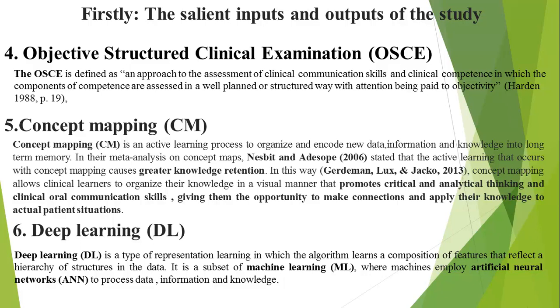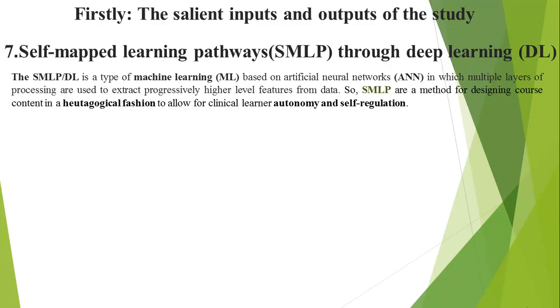Sixth element, what is deep learning? Deep learning is a type of representation learning in which the algorithm learns a composition of features that reflect a hierarchy of structure in data. Last element, what are self-mapped learning pathways through deep learning? The SML through deep learning is a type of machine learning based on artificial neural networks in which multiple layers of processing are used to extract progressively higher level features from data.